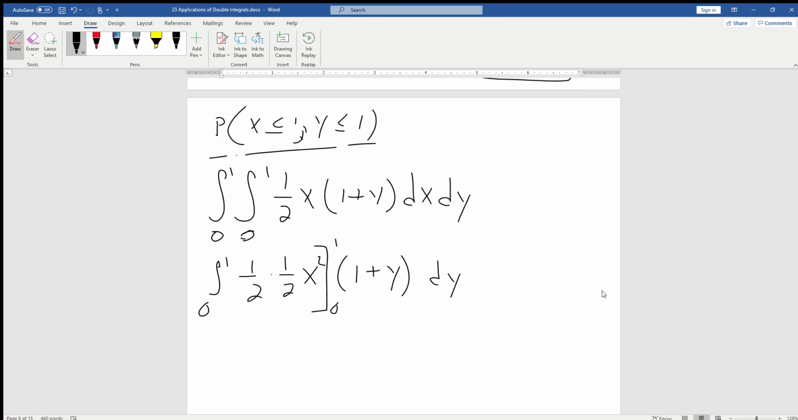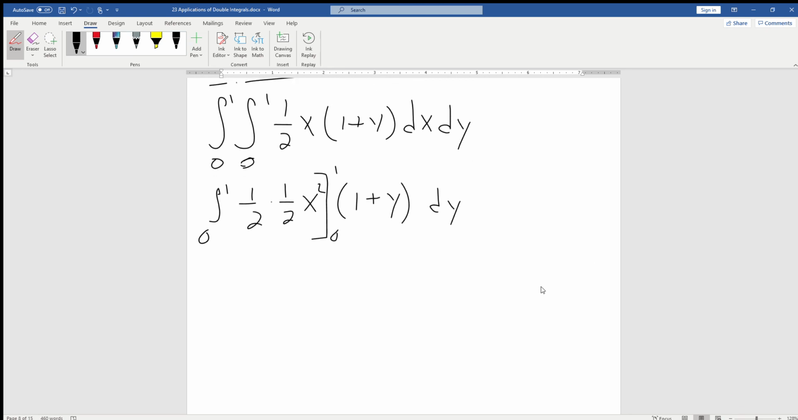When we substitute 1 back in, we get 1 squared. When we substitute 0 back in, it's 0. So we have a half times 1 minus 0. That's just going to be a quarter. I'm going to factor the quarter out. So we have 1/4 integral 0 to 1 of 1 plus y dy. That's going to end up being 1/4.